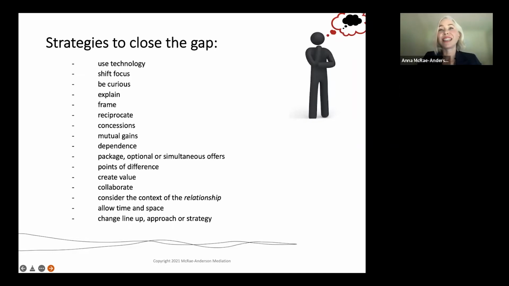Consider contingent concessions. So, you might say, well, I'll extend your contract for a longer period of time if you do a price adjustment along the way. Look for mutual gains. So where you might be able to save face.